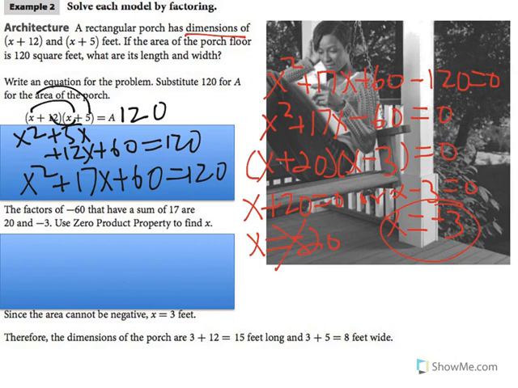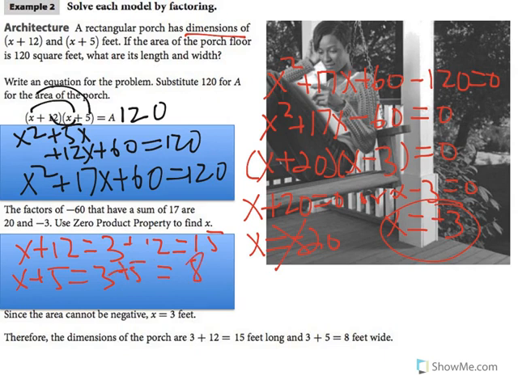Our dimension is x plus 12, so substituting 3 for x, 3 plus 12 equal to 15. And x plus 5 equal to 3 plus 8, which gives us, oops, my mistake again, let me change that to 5, so then the answer is 8.